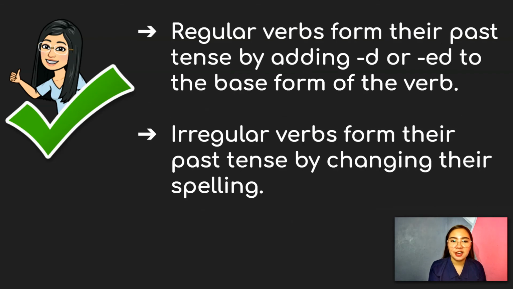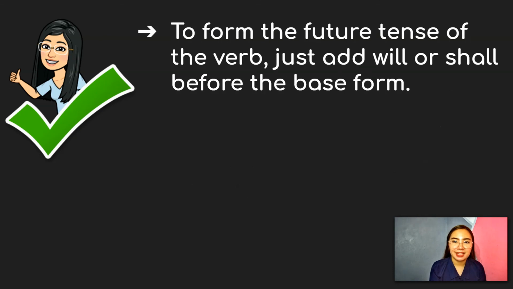Next, regular verbs form their past tense by adding d or ed to the base form of the verb. Next, for irregular verbs, they form their past tense by changing their spelling, and for some, they remain in their base form. Last but not the least, to form the future tense of the verb, just add will or shall before the base form. That's all for today.